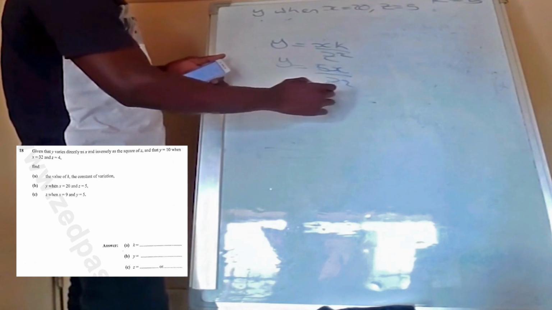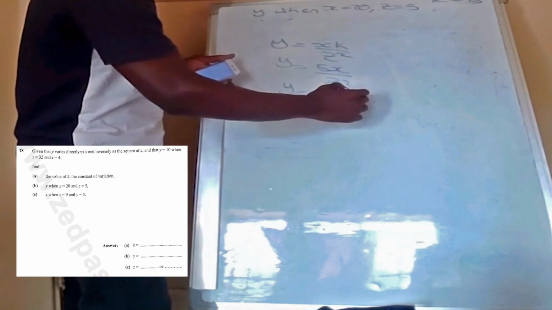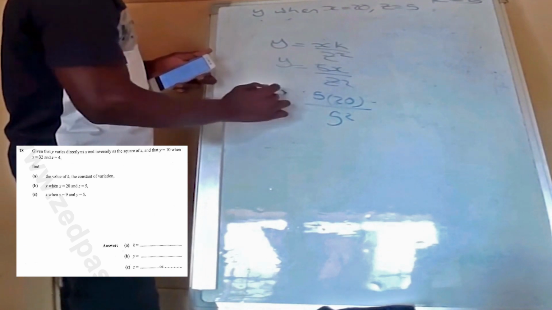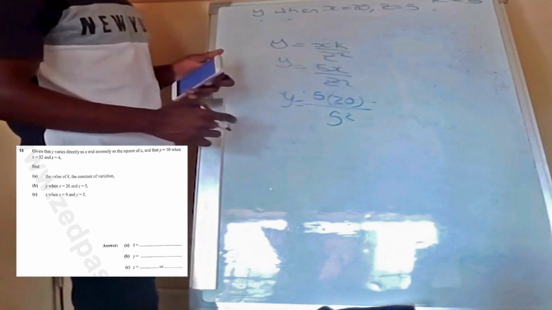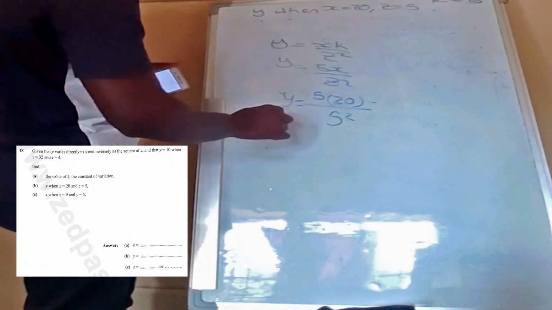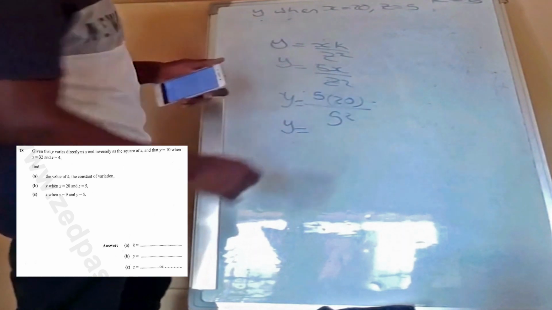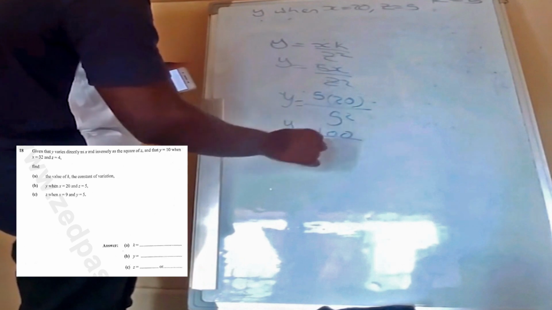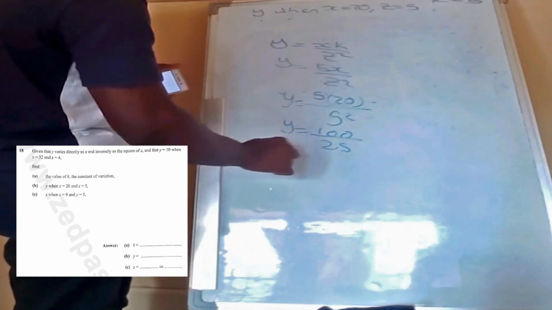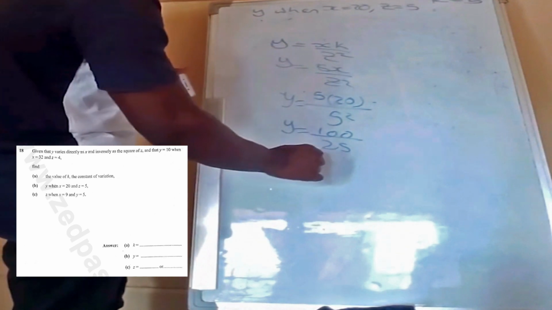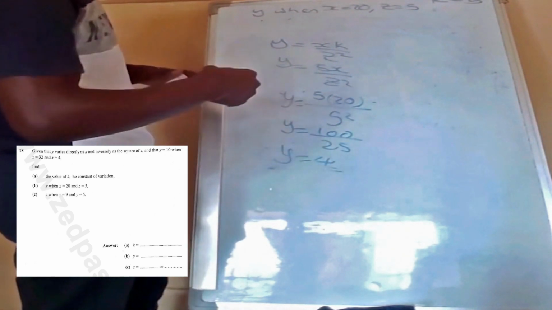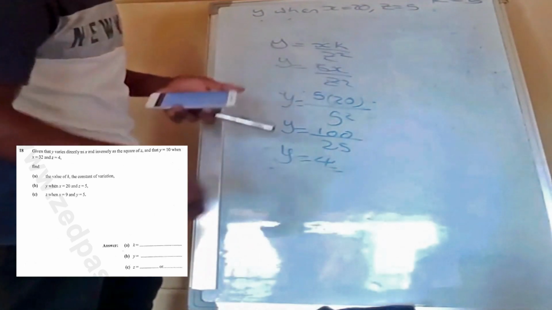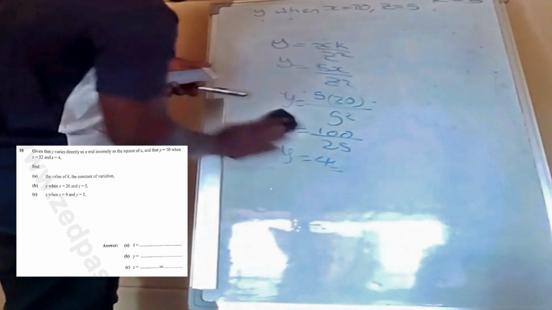So y is equal to 5, where there's x we'll put 20, divided by z, we'll put 5 squared. So what is 5 squared? 5 squared is 25. So we've got y equals 5 multiplied by 20, which is 100, over 25. 25 into 100 is 4. So therefore y equals 4, and that is our answer for question number 18b. You can move on to C.